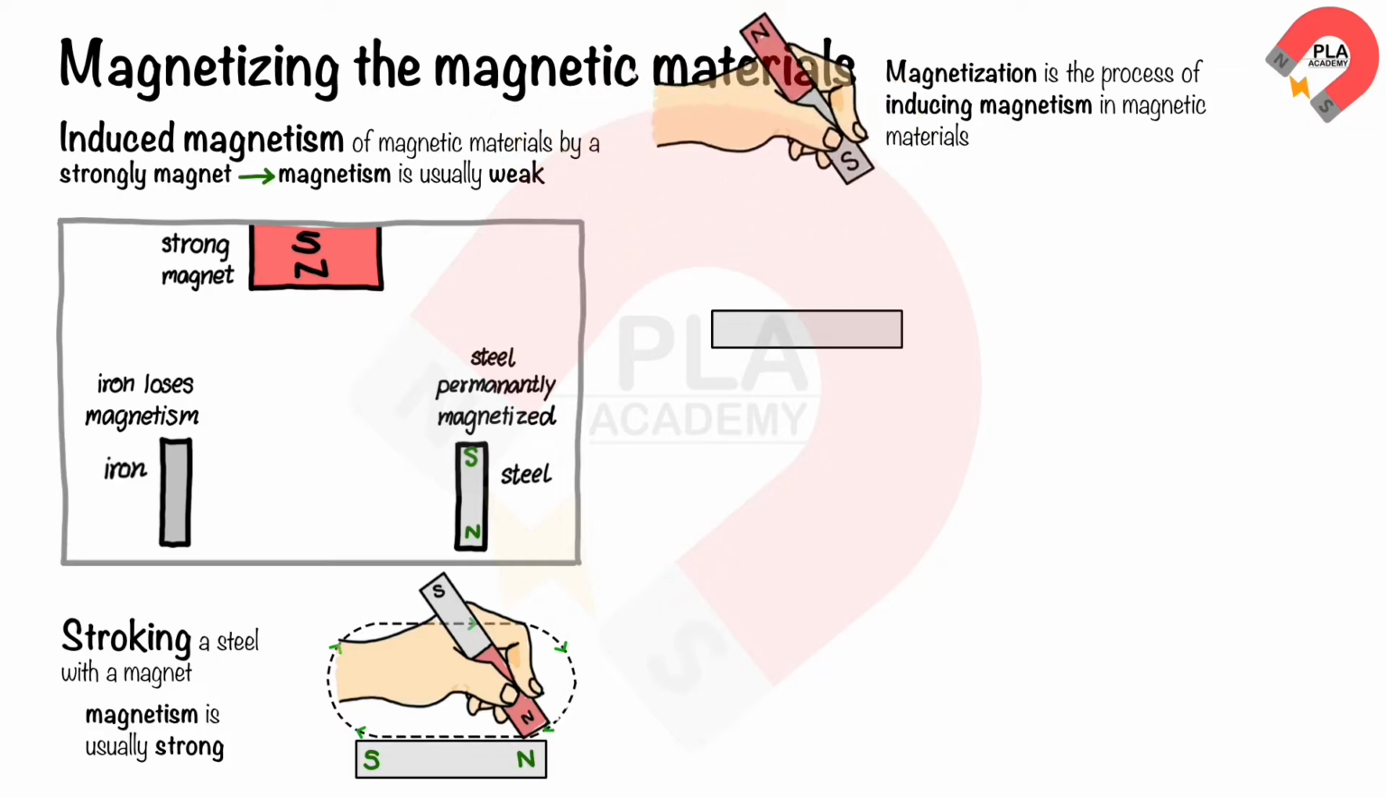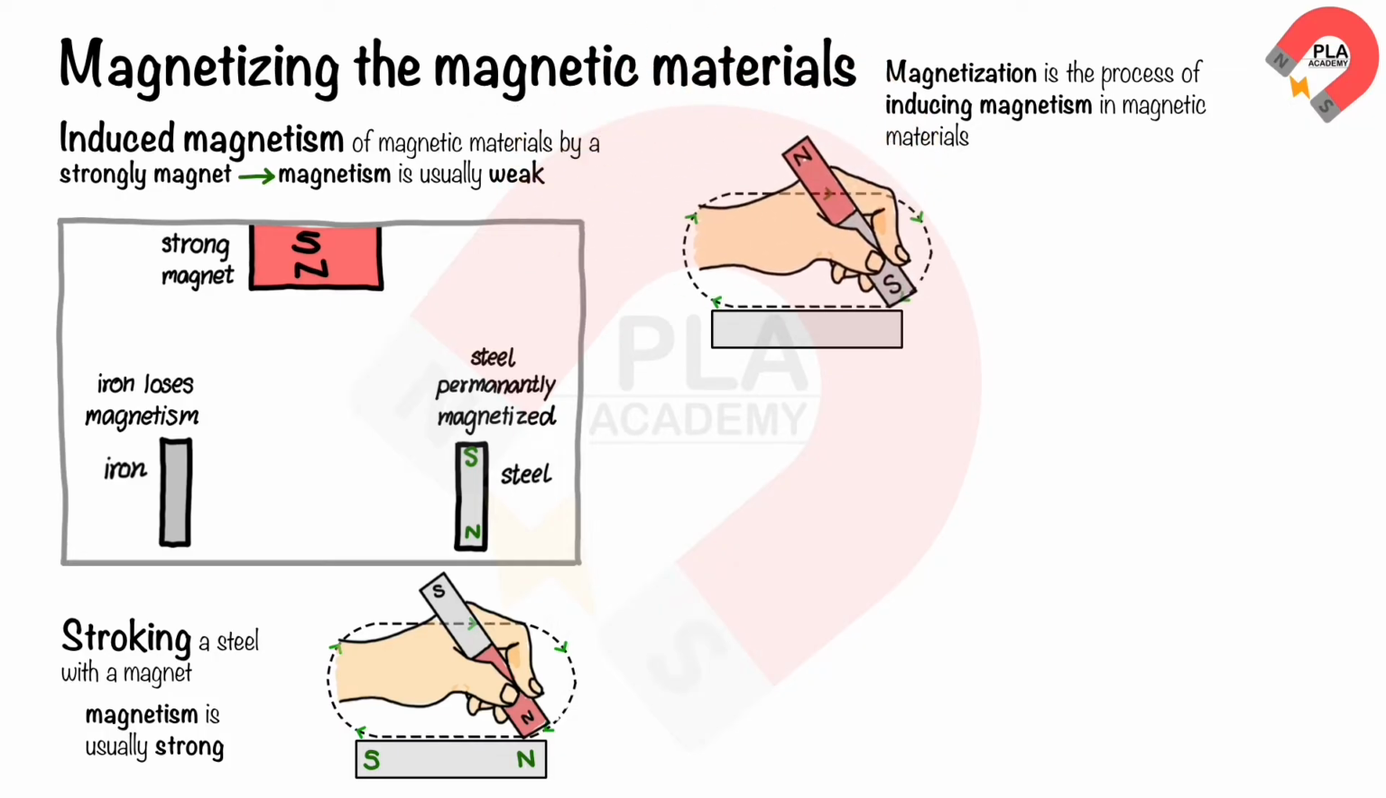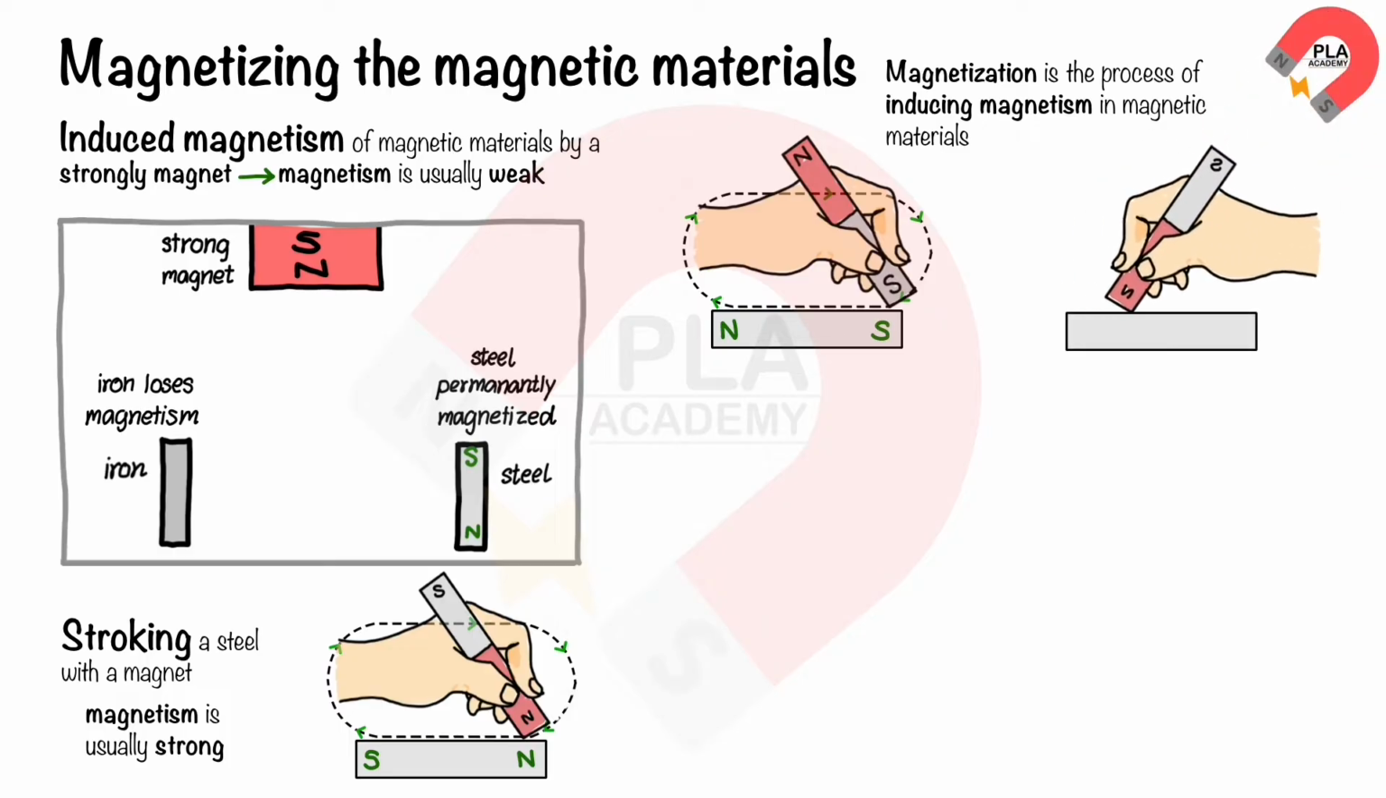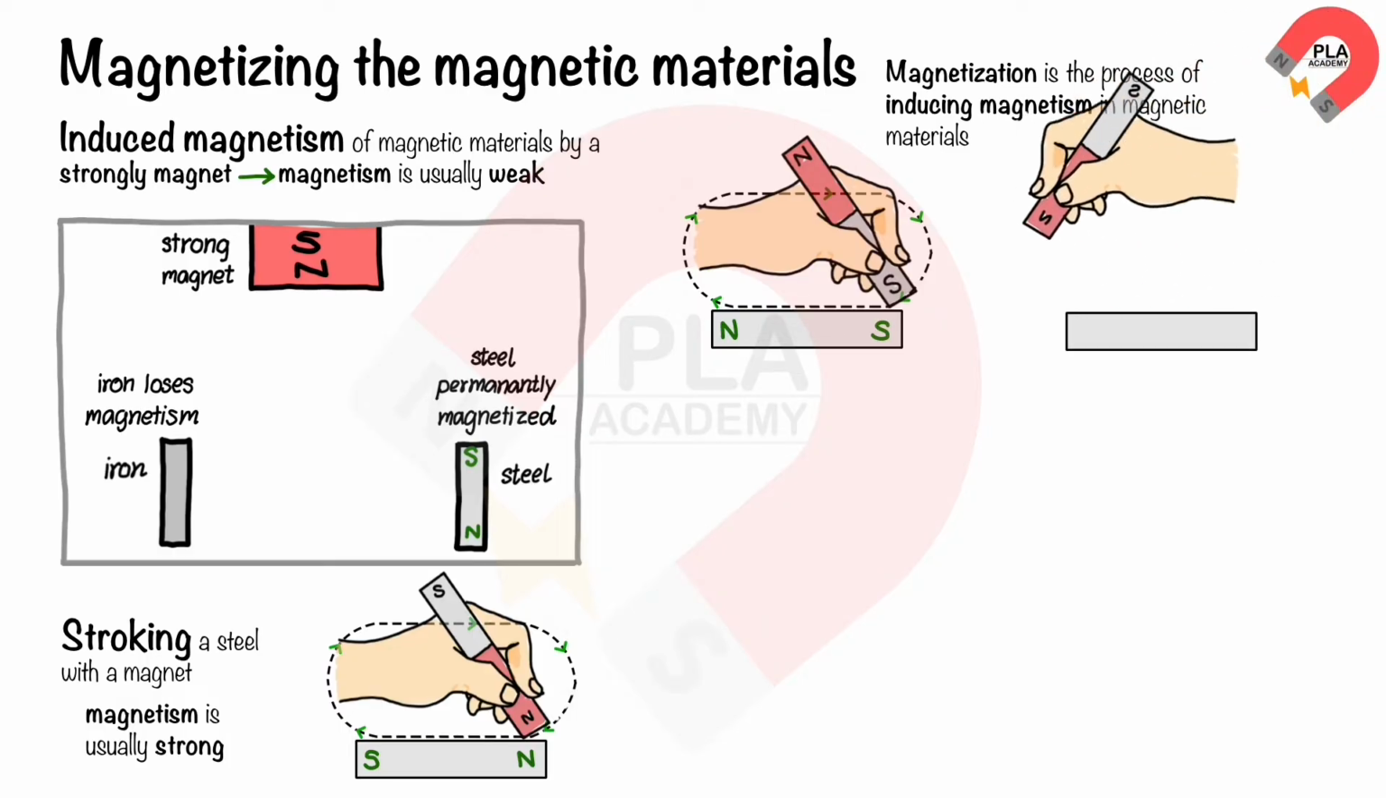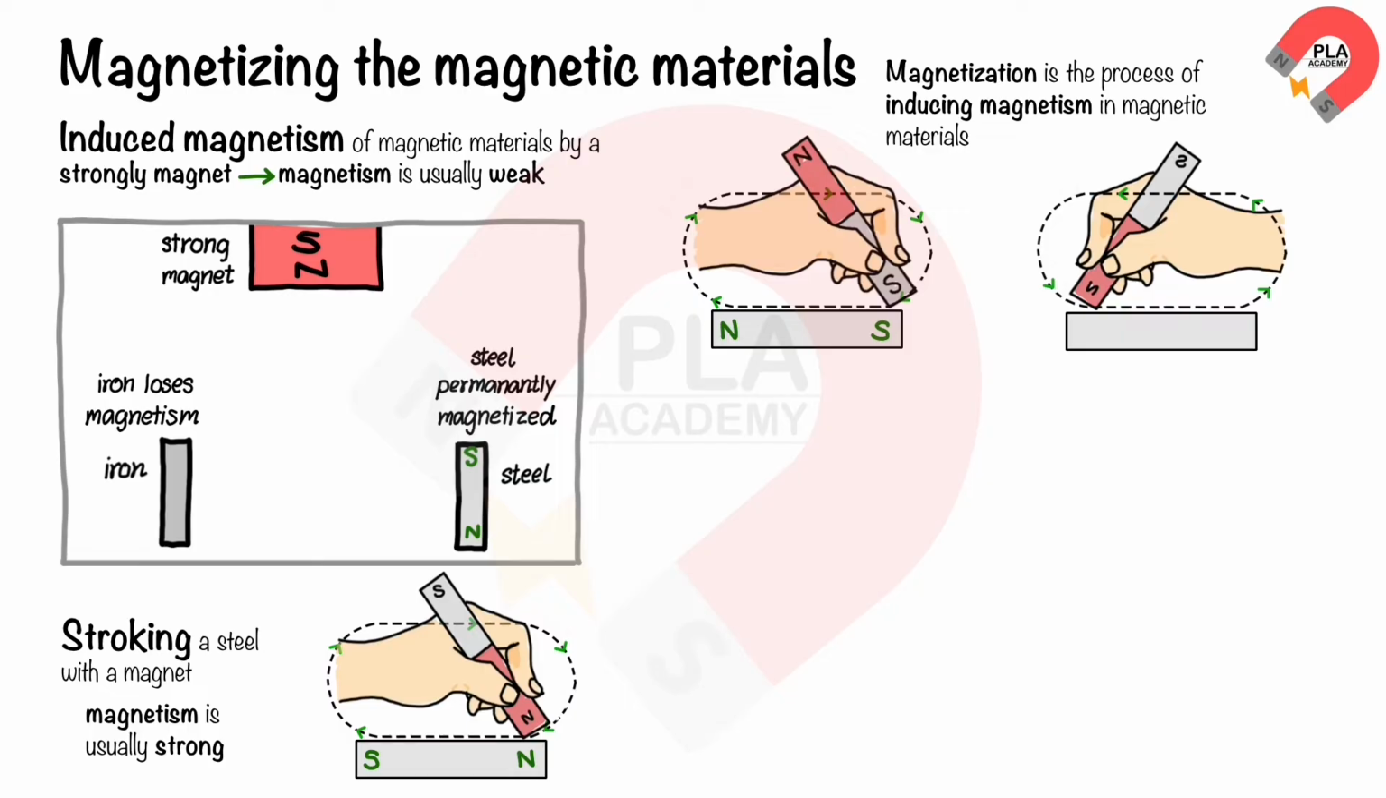When a south pole is stroked along the steel bar in the same direction, this end of the steel is magnetized to be a north pole. And this end is magnetized to be a south pole. When a north pole is stroked along the steel bar in the opposite direction, this end of the steel is magnetized to be a north pole. And this end is a south pole.